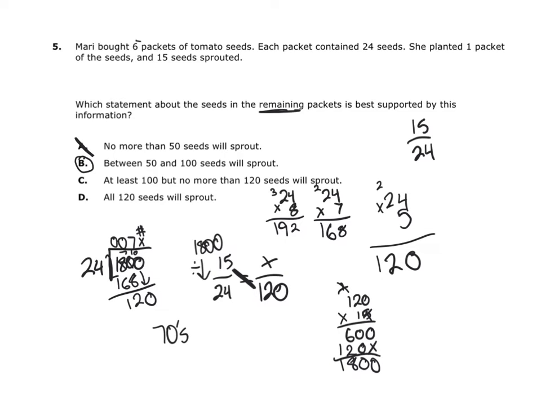C says at least 100. Well, 70 is less than 100, and then 70 is also not 120. So our answer is B, and you didn't have to finish all the work, but you did have to do quite a bit of work for this problem.